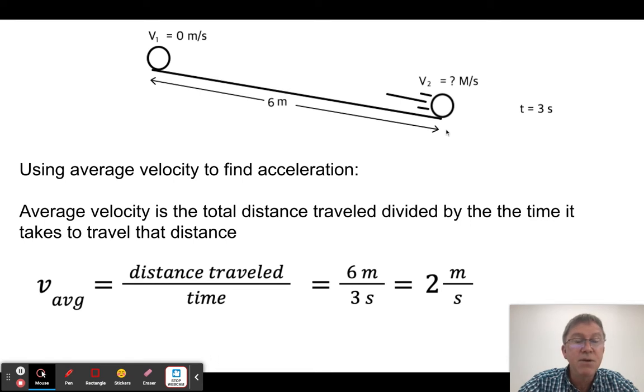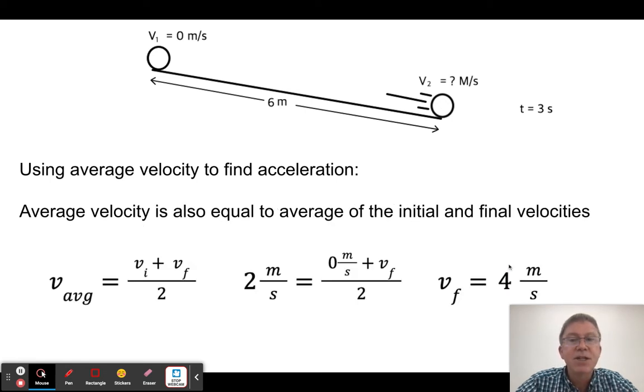But I do know that the average velocity means the total distance you traveled divided by the time it took to travel. So I can say, well, your average velocity is going to be your delta x over time. So 6 meters divided by 3 seconds, the average velocity was 2 meters per second. Now it started off at zero. It ended up at something faster, but the average was 2.